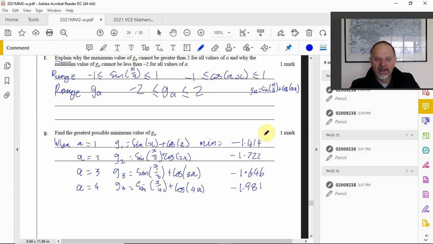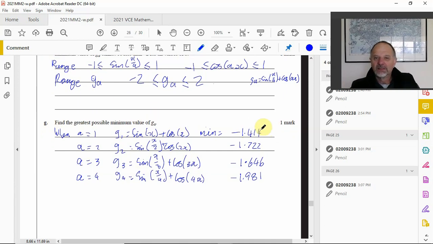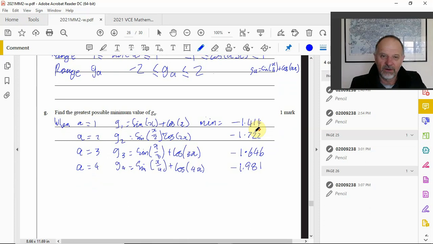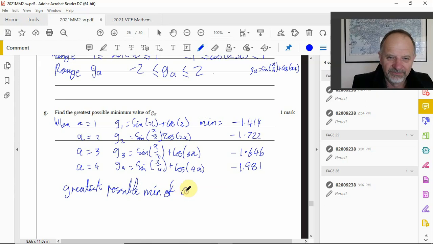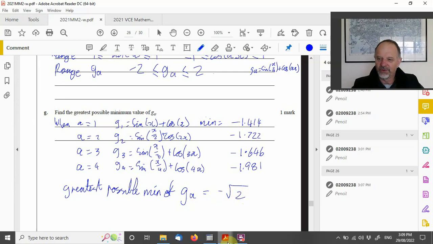Now, the calculator gave me a decimal answer, and the question doesn't ask for a decimal answer. However, 1.414 is the square root of 2. So our greatest possible minimum of GA is equal to, well, it's a negative number, and it's negative root 2.